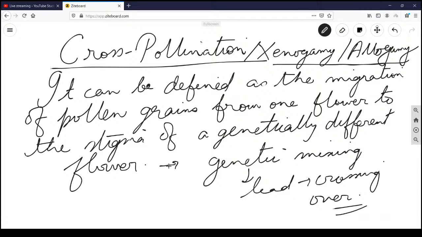So that is the consequence, or the ramification, of this entire cross pollination, and that is why it is more important.